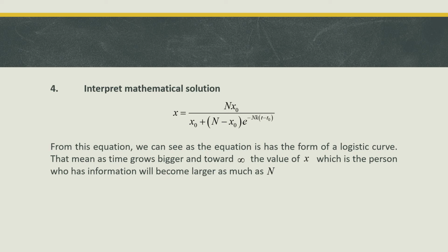Step 4 in the modeling process is to interpret the mathematical solution. Now we have the equation for x. From this equation, we can see the equation has the form of a logistic curve. That means, as time grows bigger and bigger toward infinity, the value of x, which is the number of people who have the information, will become as large as the number of the population, which is n.